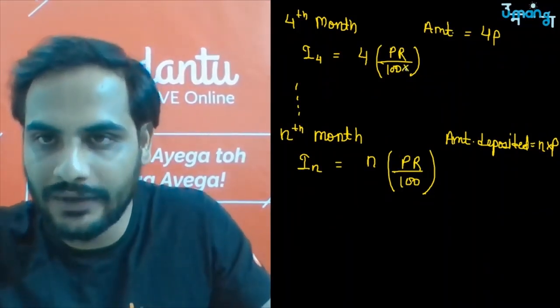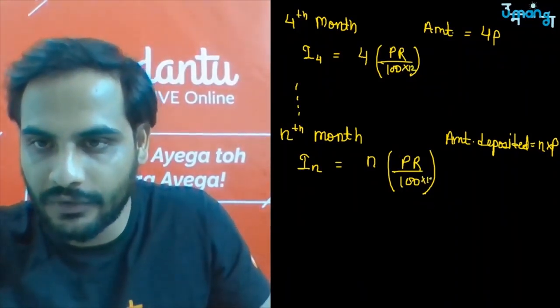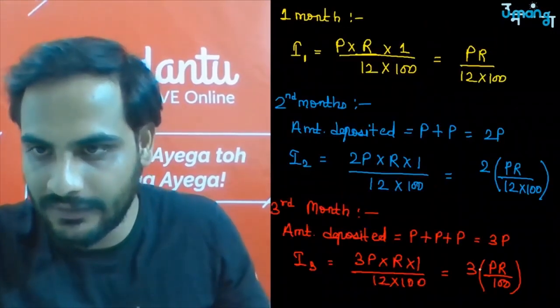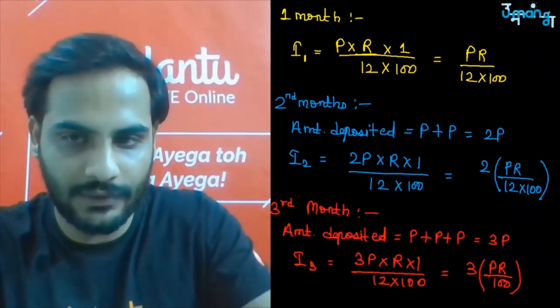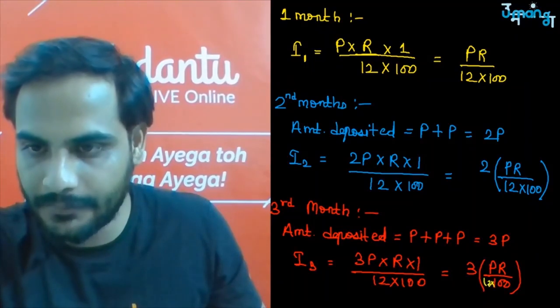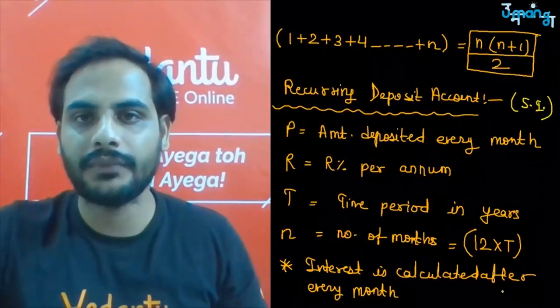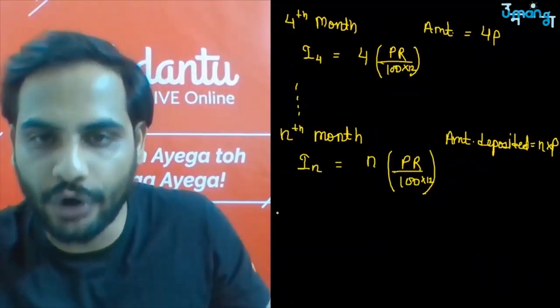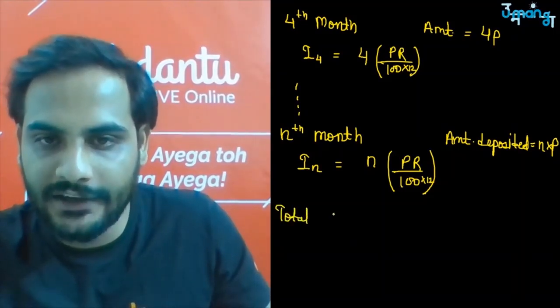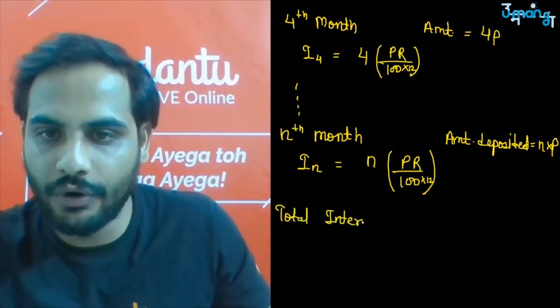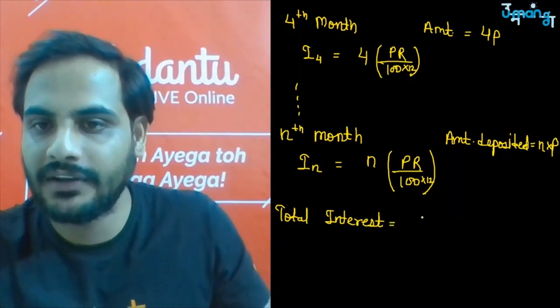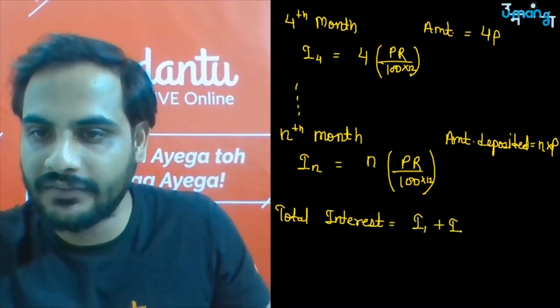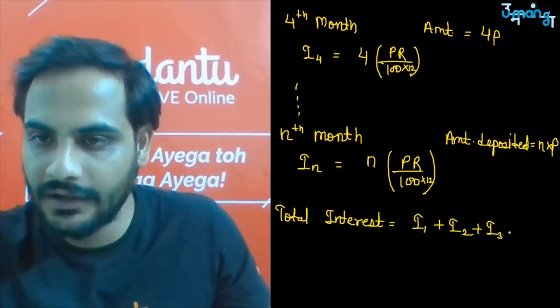Sorry, into 12 is also here. I think I have forgotten to write 12. Into 12 is also here. Okay. So the total interest, if I want to talk about total interest which you have got for n months, it will be equal to I1 plus I2 plus I3 up to what?